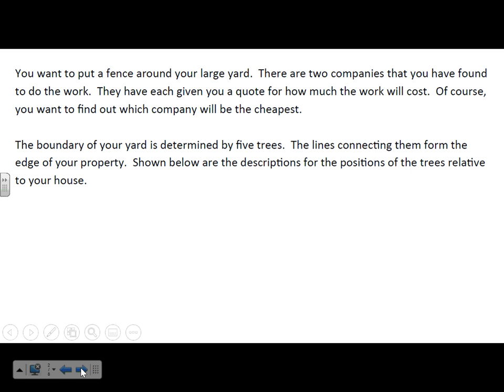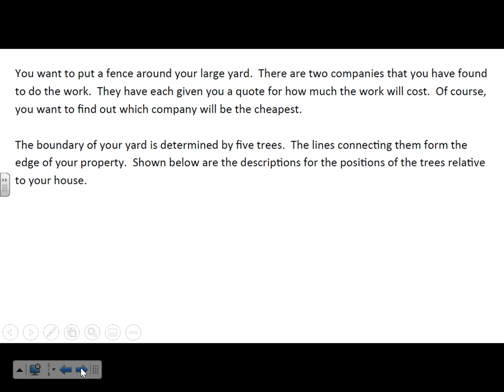You want to build a fence around your property. You want to get the cheapest price. So the boundary of your yard is determined by 5 trees. The lines connecting them from the edge form the edge of your property. Shown below are the descriptions and positions of the trees relative to your house.